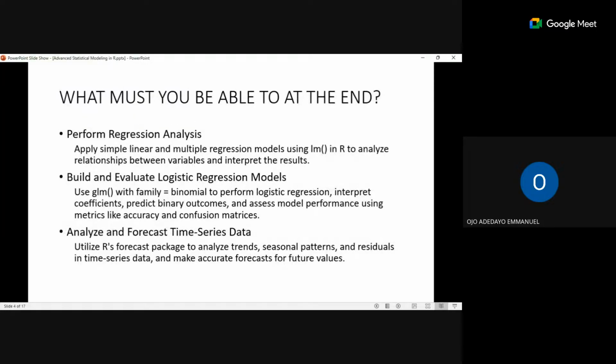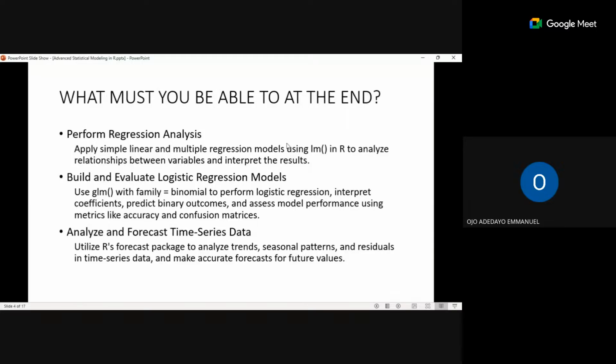At the end of this class, you should be able to perform regression analysis and apply simple and multiple models using lm. lm simply means linear model. Anytime you see lm, it is the function that we normally use in R to perform a regression, whether it is linear regression or multiple linear regression.